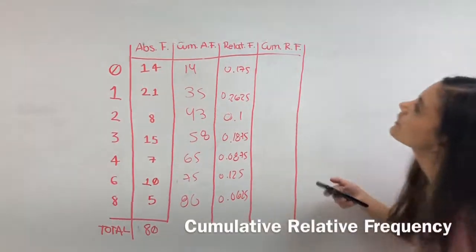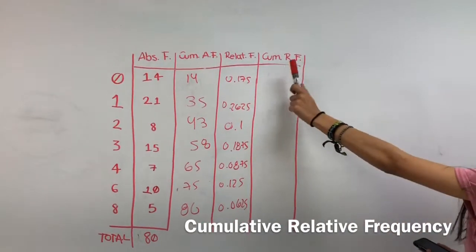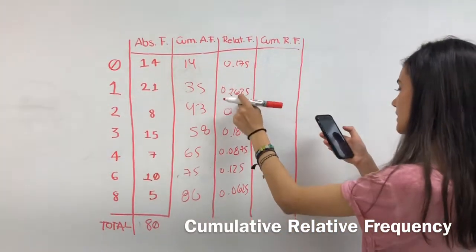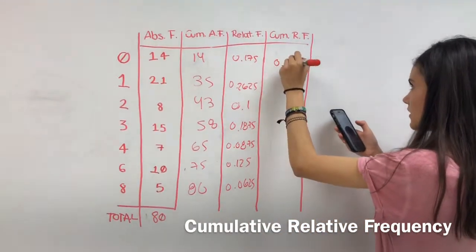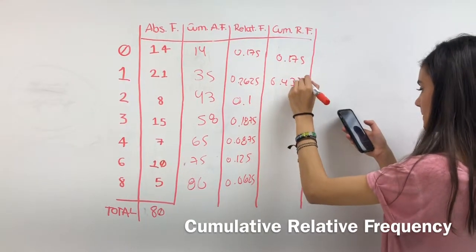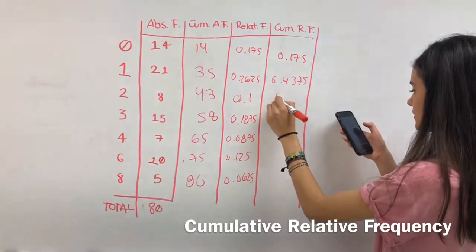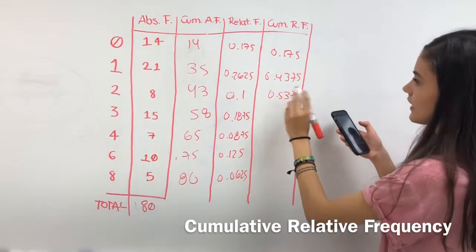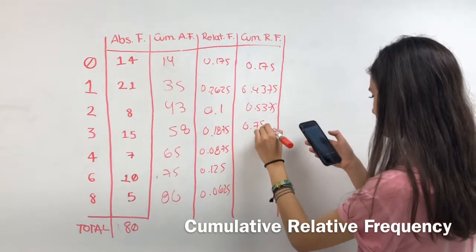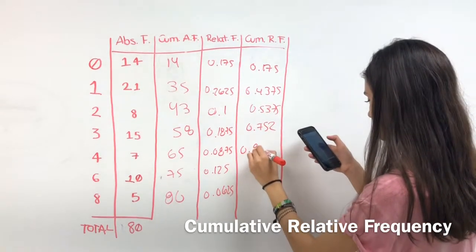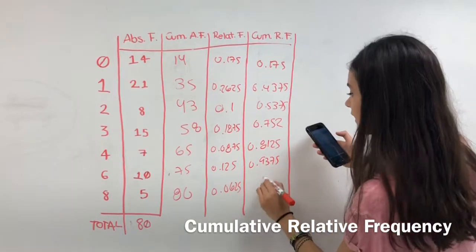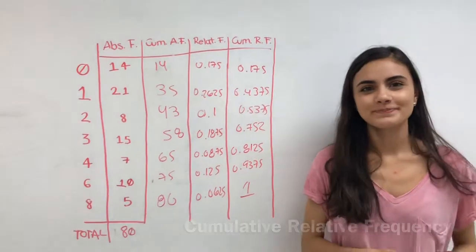Okay, and then you come to the cumulative relative frequency, which is just the same as this one. So you just go summing them up. So you get this one plus this one first, and then you get this one plus this one, and then this one plus this one, and you go on like that. And you're done with your frequency table.